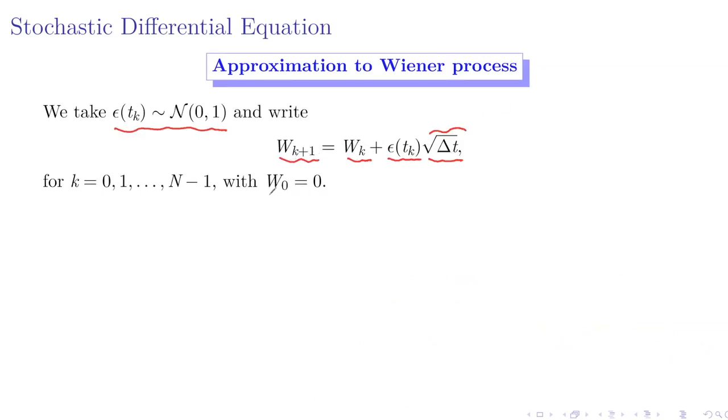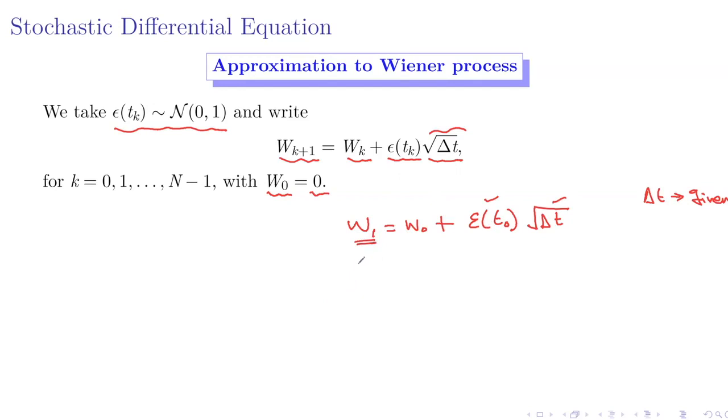Now, how we go is we start with W_0, which we will take as 0. Then W_1 is defined as W_0, which is 0, plus you generate a random sample, which is a normally distributed random variable, that we will denote as epsilon(t_0), times root delta t. Remember, delta t is given to us: when we were discretizing the interval 0 to capital T, we fixed capital N, and from there we obtained delta t. So this is known to us, and this is generated as a normally distributed random number, and from there you can obtain W_1.